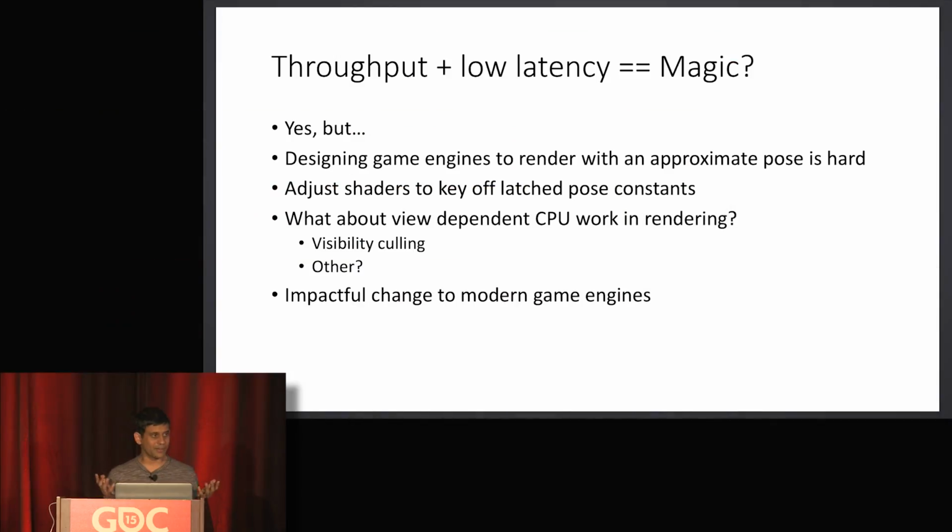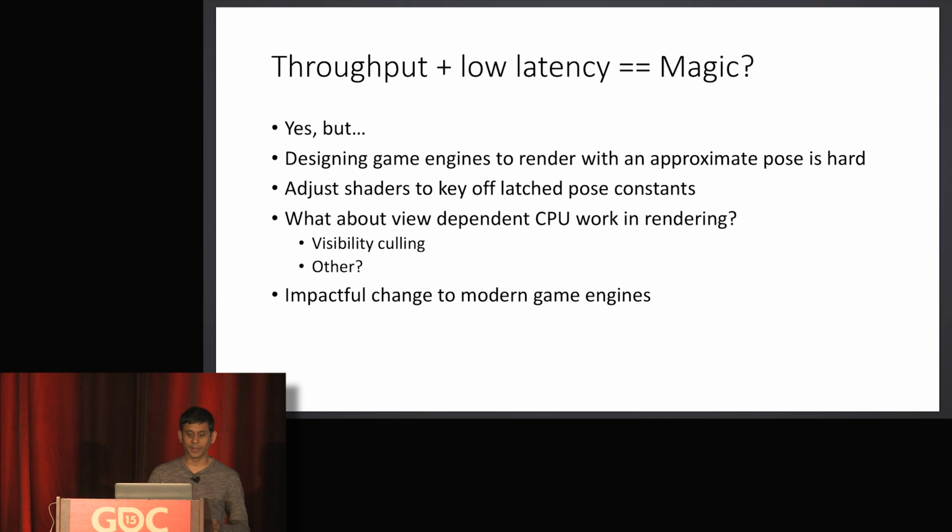So this is perfect, right? We're done. We get awesome throughput and awesome latency. Yeah, but it's not as easy as this side. Designing game engines to render with an approximate pose is really hard. We need to adjust the shaders to key off these latched pose constants.